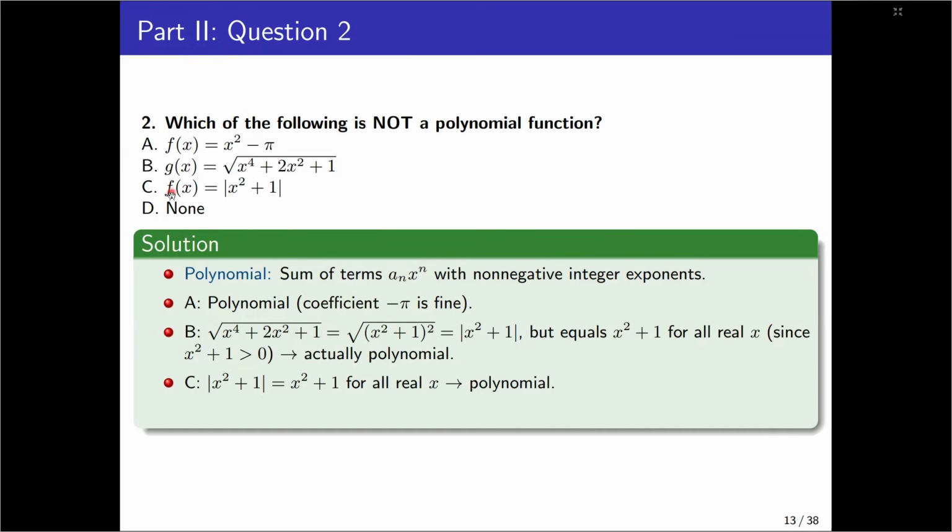And C, the absolute value of x squared plus 1, is identical with B. Since it is the absolute value of x squared plus 1, it is also a polynomial function. So all are polynomials, and the answer must be D. That means there is no expression which is not a polynomial function. Therefore, the answer for this one would be D. That is all of A, f of x, g of x, and again f of x: all three given expressions are polynomial functions.